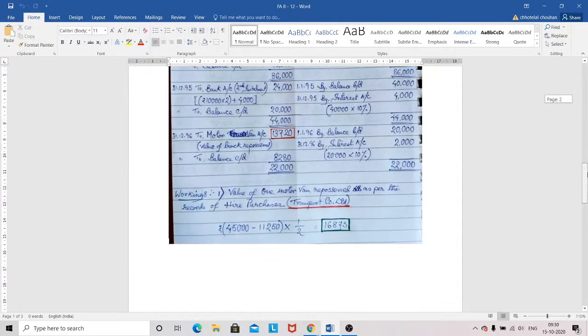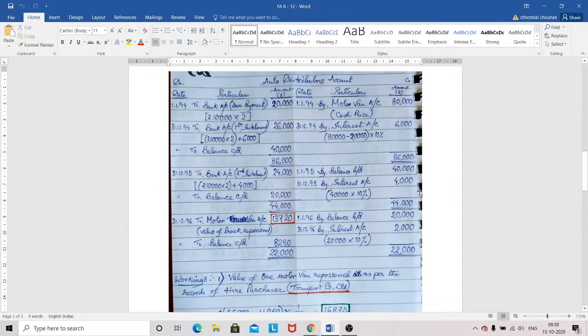Now come to this particular account, the hire vendor account, you have to charge interest. That interest is 20,000 into 10%, that is 2,000. Finished.